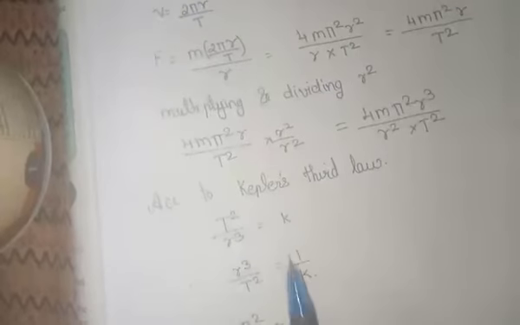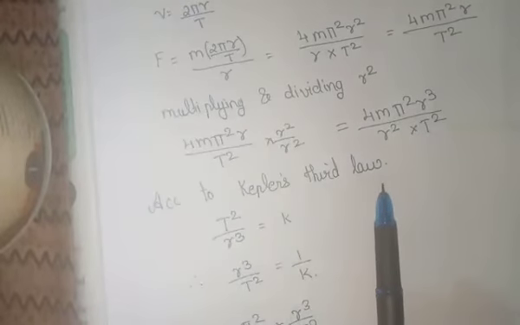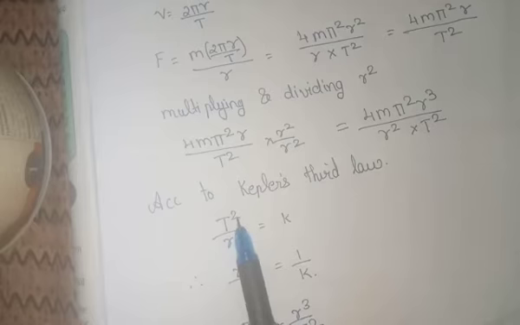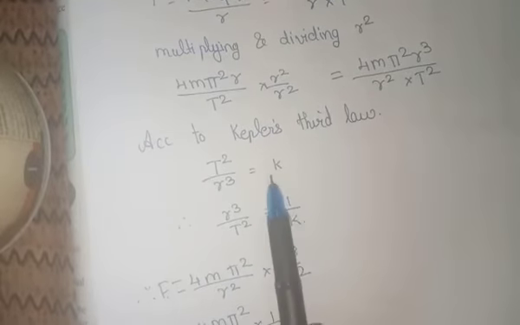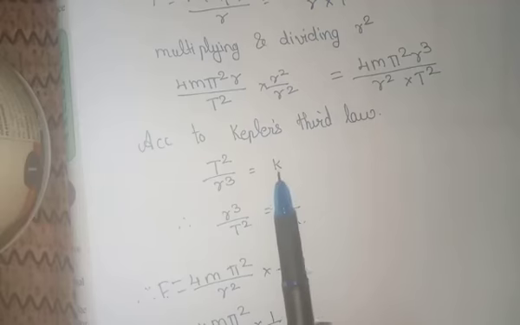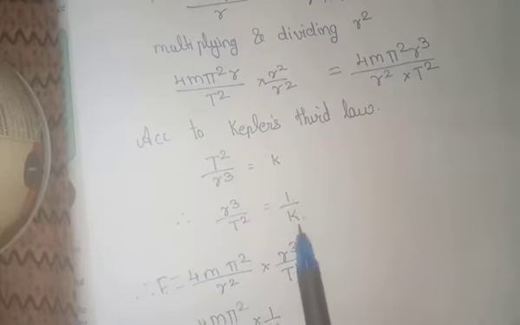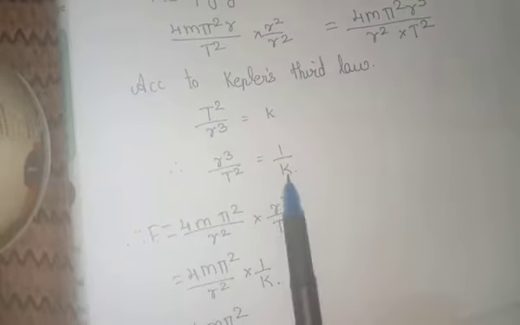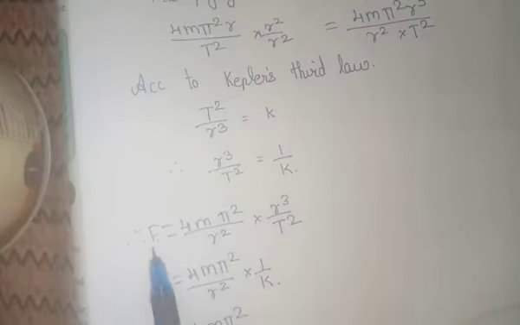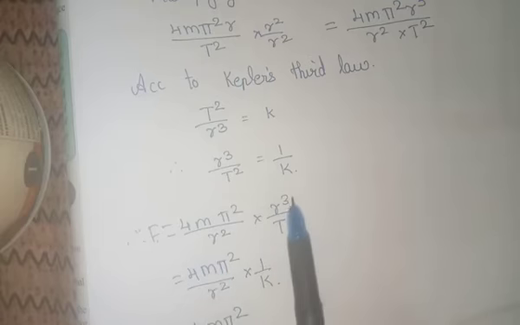We have learned about Kepler's third law. In Kepler's third law, it was given that T square by r cube is a constant. When I inverse this equation, I get r cube by T square is equal to 1 upon k. If there is nothing in the denominator, it is upon 1. So if I inverse it, it will be 1 upon k. So I am substituting this value in the previous equation. So F is equal to 4m pi square upon r square into r cube by T square.